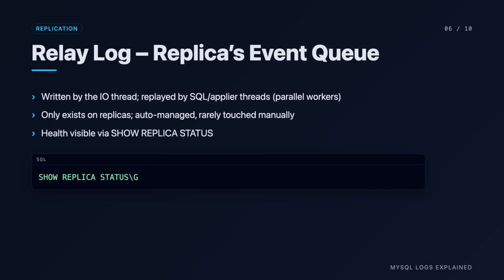The relay log is the replica's local buffer of source events. Checking SHOW REPLICA STATUS tells you whether I/O and SQL threads are running and how far behind the replica is.